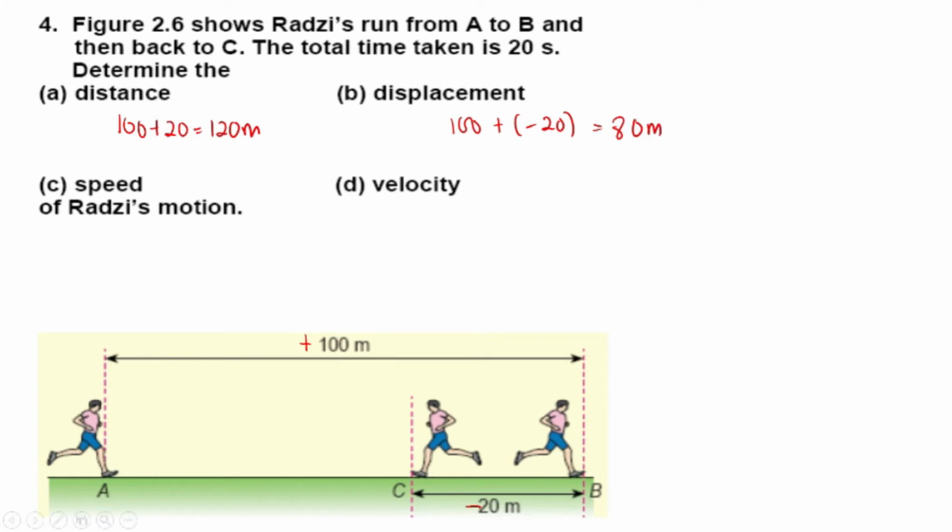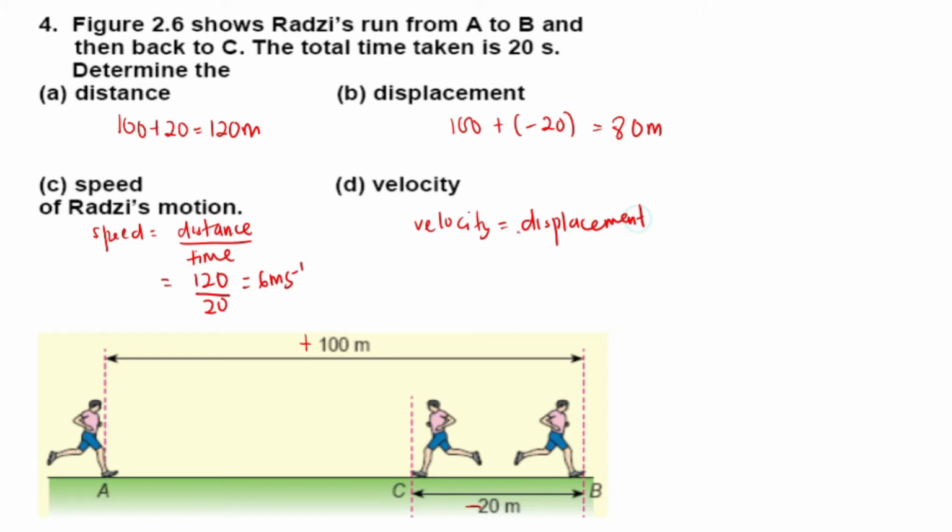The next part, for C, speed. What is the formula for speed? Speed is distance divided by time. So 120 divided by the total time of 20, you will get 6 meters per second. And then how about the velocity? What is the formula for velocity? Displacement.